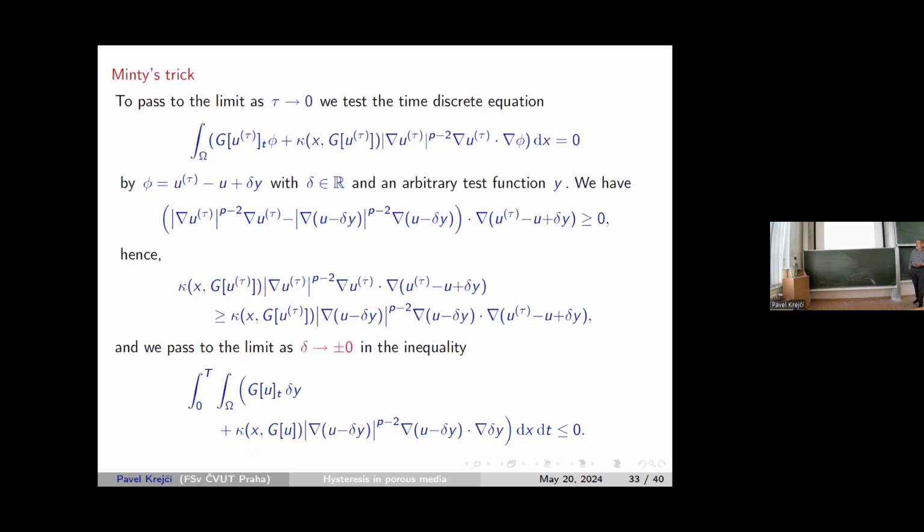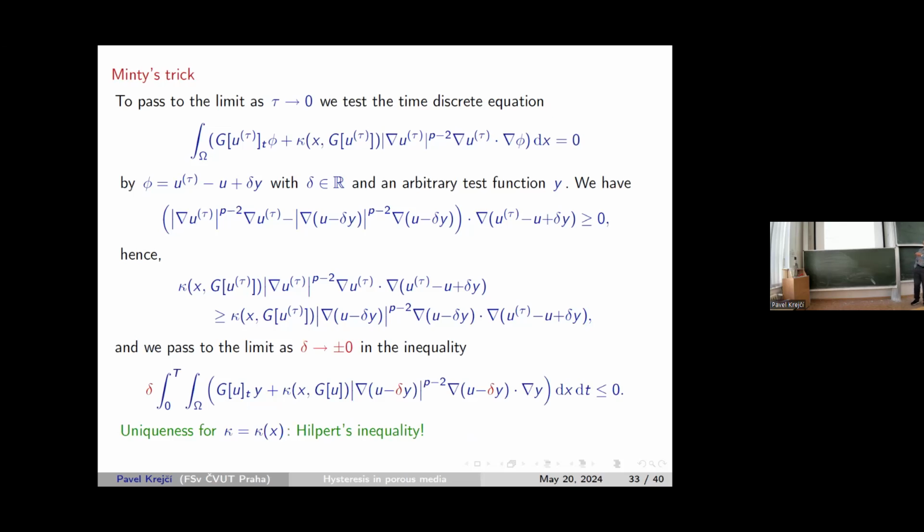And now we pass to the limit with delta. And so you can put delta out of the integral. And now delta can be positive or negative. So if delta is positive, you get less than or equal to 0, and if delta is negative, greater than or equal to 0, so you get the solution of the equation. So we have proved the existence. Uniqueness follows from Hilbert's inequality.